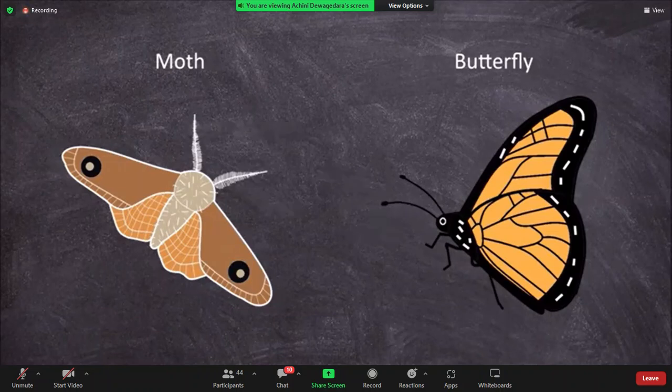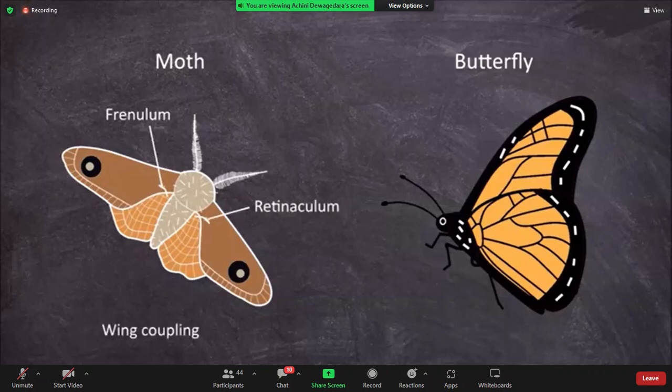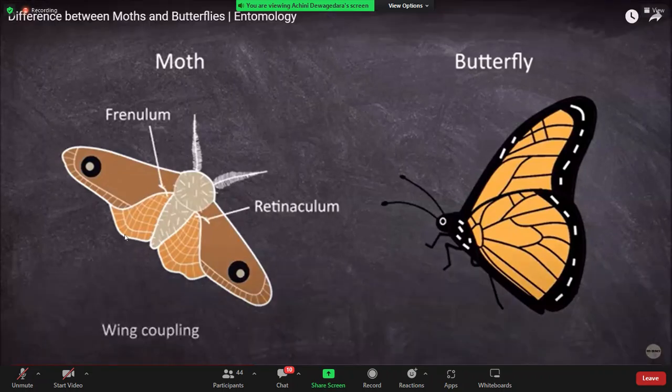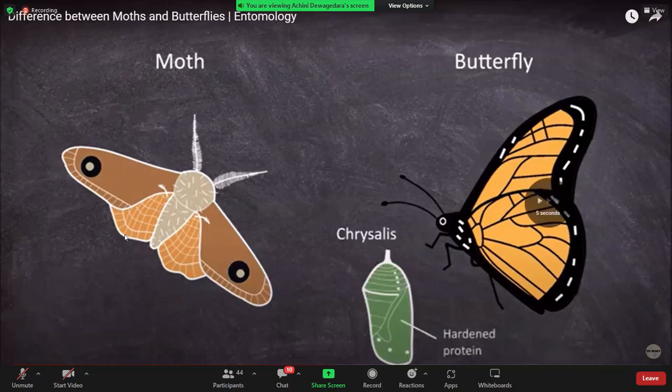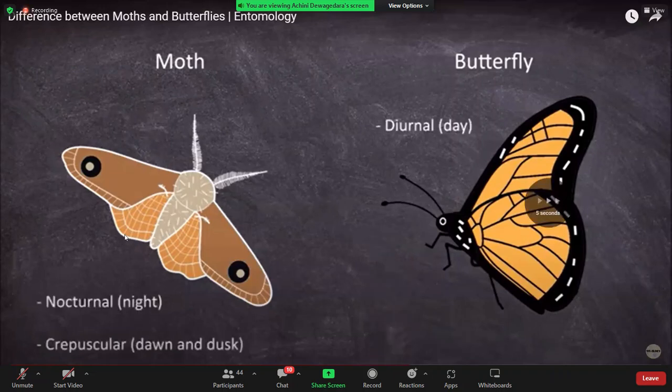Moths also possess one feature that butterflies don't. This is the presence of frenulum on the hindwings. Frenulum are filaments that stick out from the hindwings and join with barbs found on the forewings. This allows for wing coupling so both wings can be moved together. It is important to note that there are some butterflies.